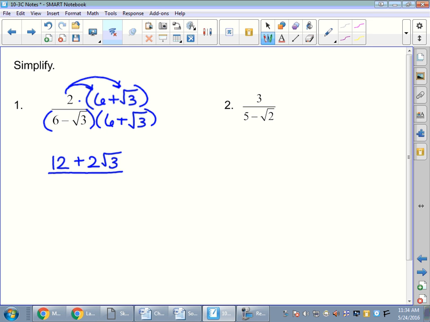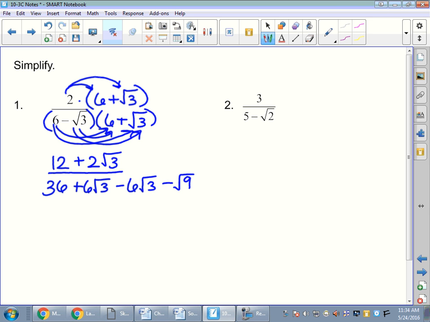In the denominator, it's going to require us to FOIL. So I'm going to take this 6 times 6 makes 36. 6 times root 3 gives me a positive 6 root 3. Negative root 3 times 6 gives me a negative 6 times root 3. And last terms, it's a negative root 3 times a positive root 3 makes a negative root 9.